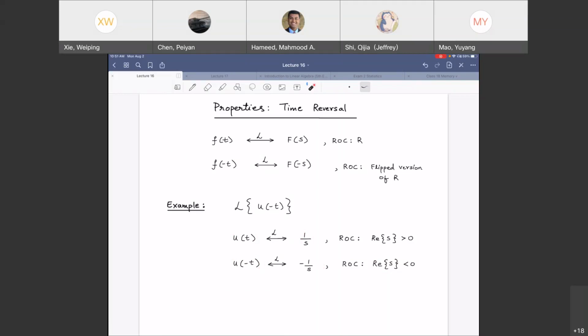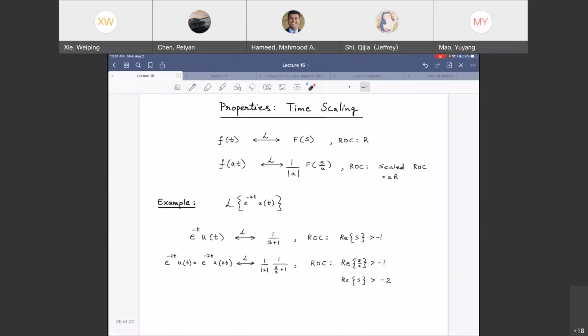Time shift, frequency shift, time reversal: three more properties that we added. In terms of standard pairs, how many do you have? e to the at u of t, right? And then you also have e to the minus at u of minus t. Then you have t u of t, u of t, delta of t. Right? So far that's our set of standard Laplace transforms and some small set of properties as well.